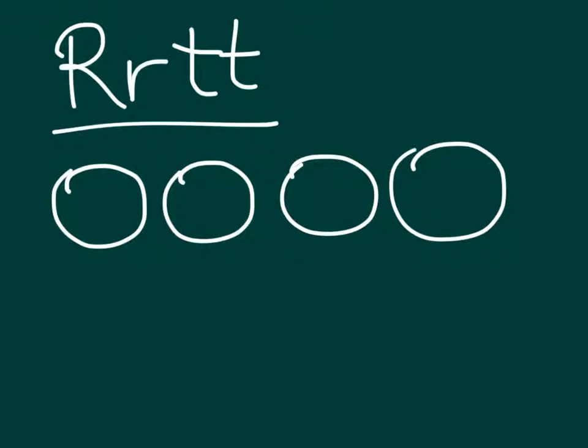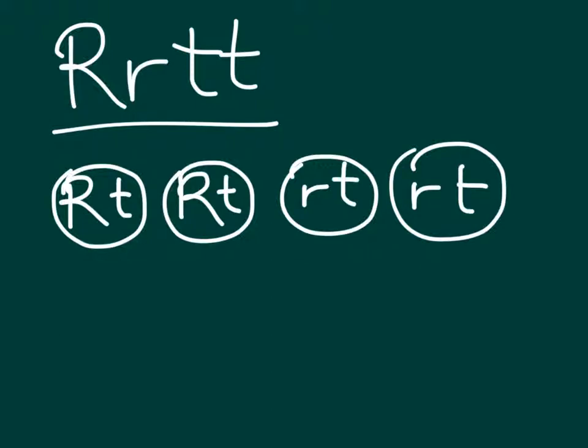Don't have to do a Punnett square for it, just show me what my 4 gametes are. What's the first gamete? RT. Capital R, baby T. And the second gamete matches that, right? Yeah. And the last 2 gametes are? Baby R, baby T. Make the gametes for this particular individual.